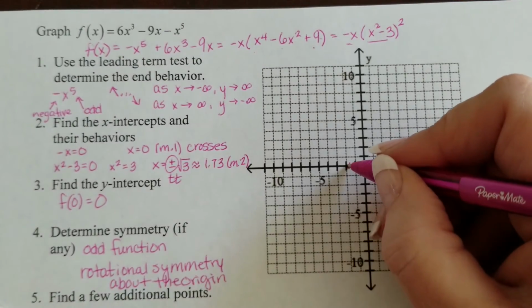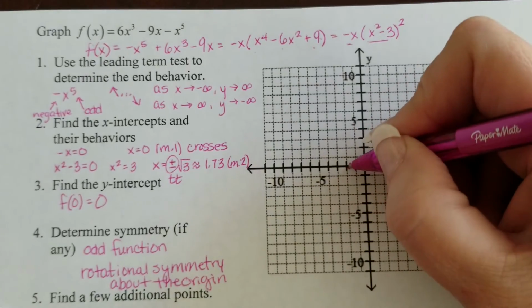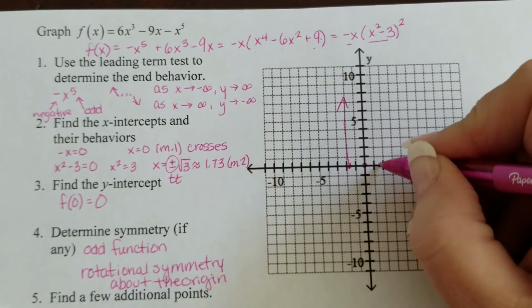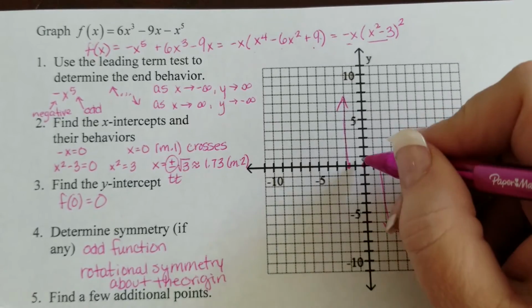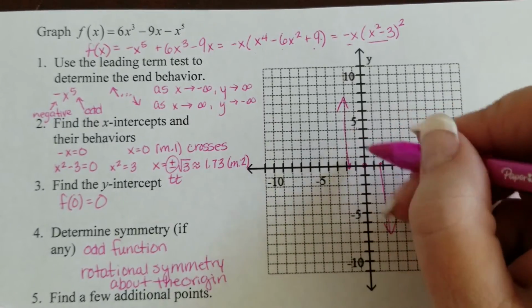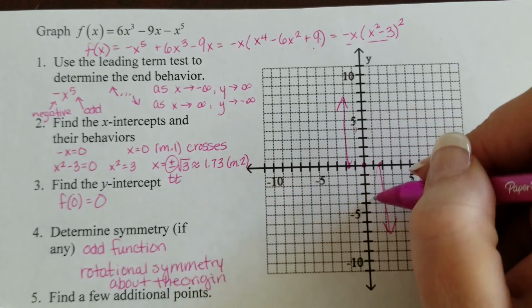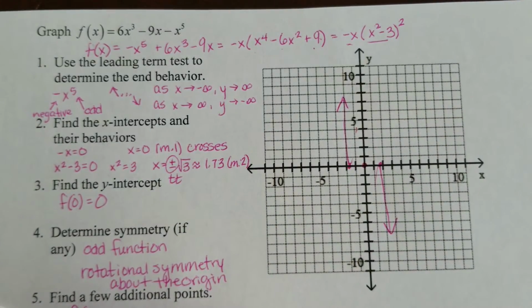So I know this one is going to be going up. This one's going to be going down. And I know this is going to be crossing, but I don't know quite how far it's going to be going up or down. So let's just find f of 1.